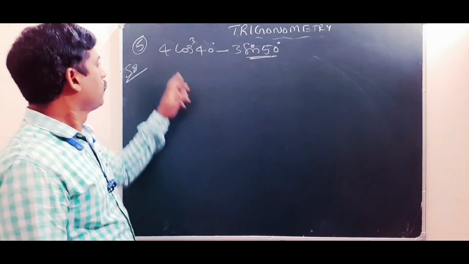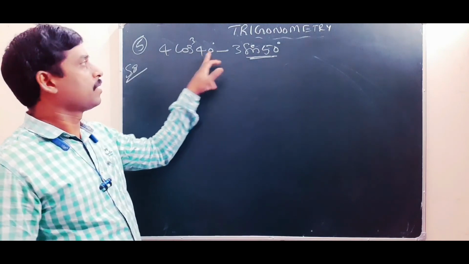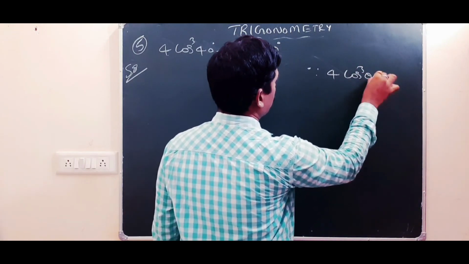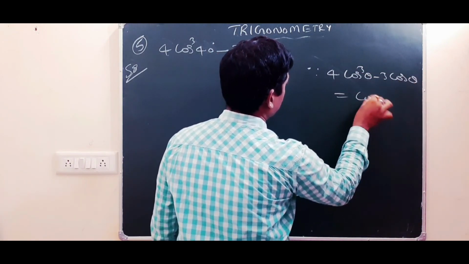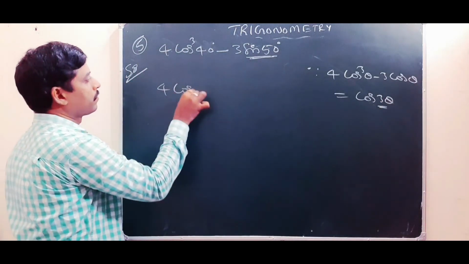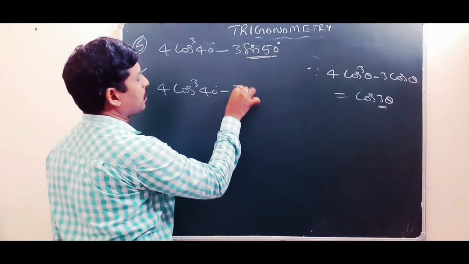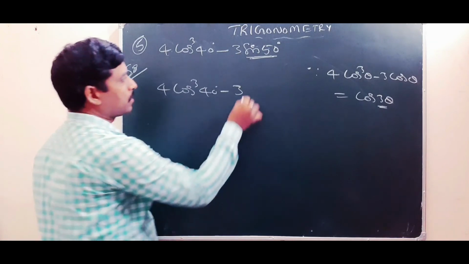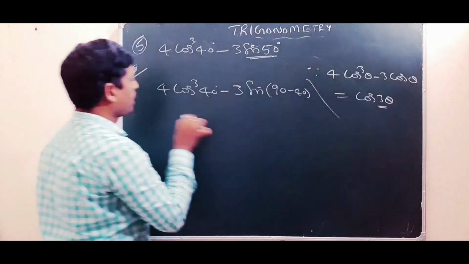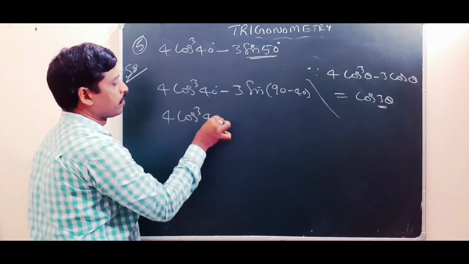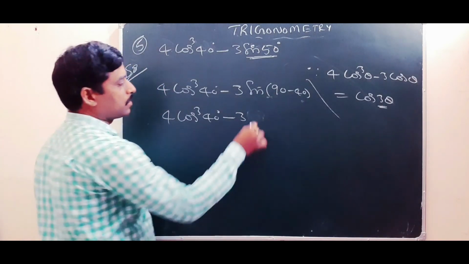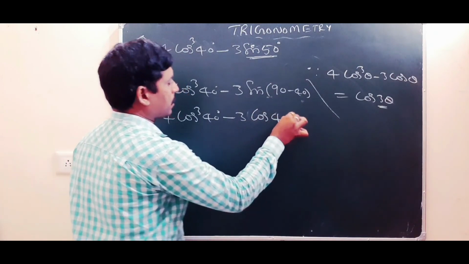Let us go to the next problem. Find the value of 4 cos³ 40 minus 3 sin 50. We have one formula: 4 cos³ θ minus 3 cos θ, and this is cos 3θ. So write 4 cos³ 40 degrees minus 3 sin 50, where sin 50 changes to a cosine function. Sin 50 can be written as sin(90 minus 40), and sin(90 minus θ) will be cos θ, so cos 40 degrees.